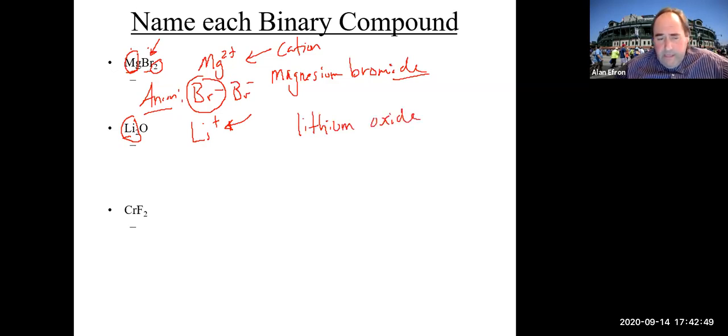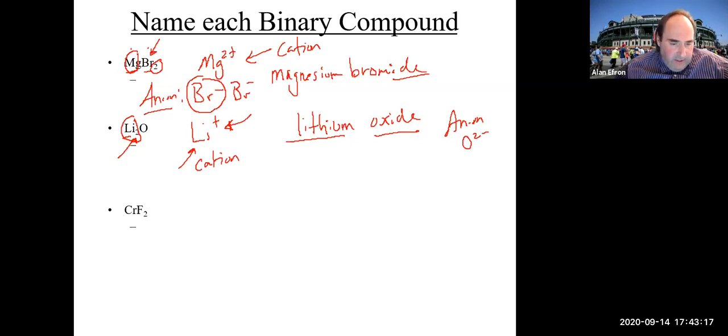Same thing here: even though there are 2 lithiums, it has no effect on the name. It's just lithium, and just oxide here. There's no need for a Roman numeral because lithium is our fixed cation with a fixed charge. Our anion in this case would be O2 minus, and that is why we have not one but 2 lithiums to balance it out.